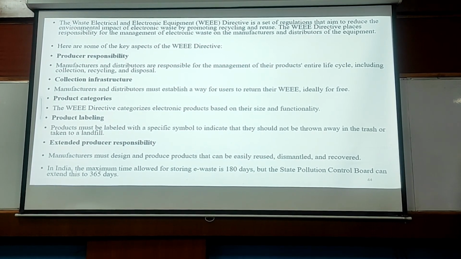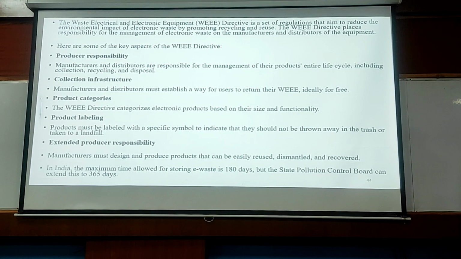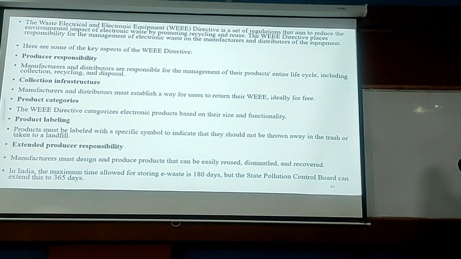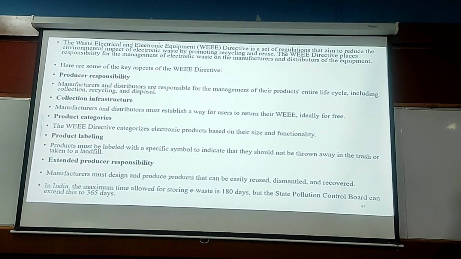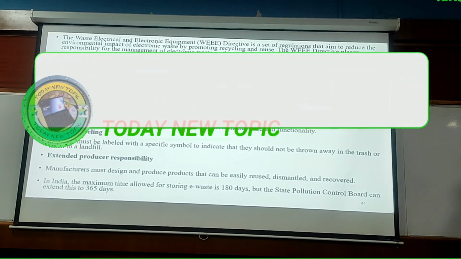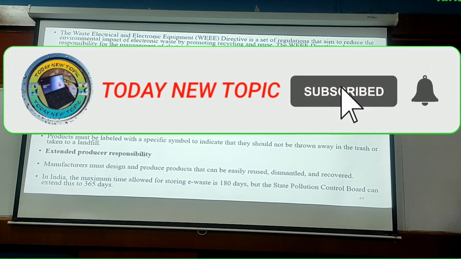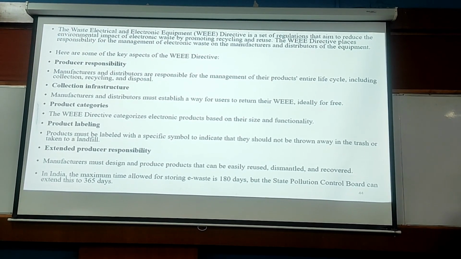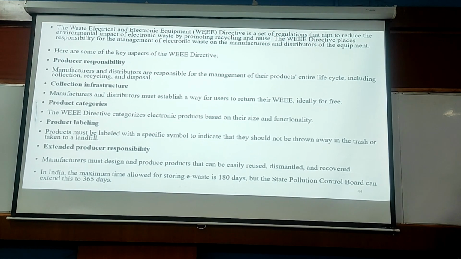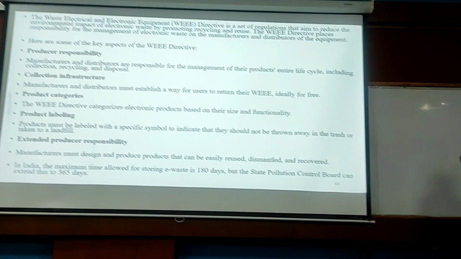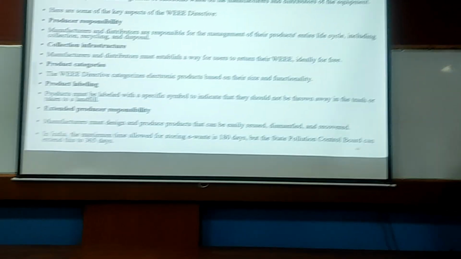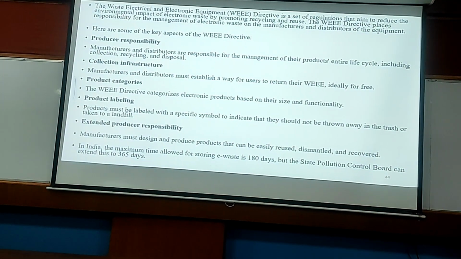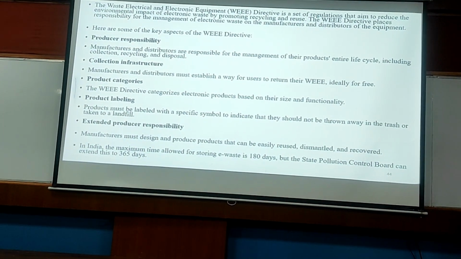Then their products are categorized, and there should be proper labeling on those equipments. Suppose I have a laptop with me, manufactured by some company, let us say Dell. There will be a label which will say that it should not be disposed of in a landfill because of the harmful results. So that's what the label should say. And then we have the extended producer responsibility (EPR). What is that EPR? EPR has a license issued to the manufacturer or to the distributor.